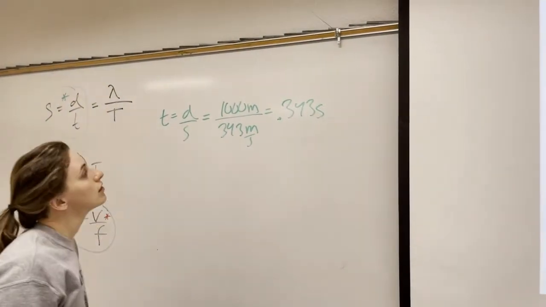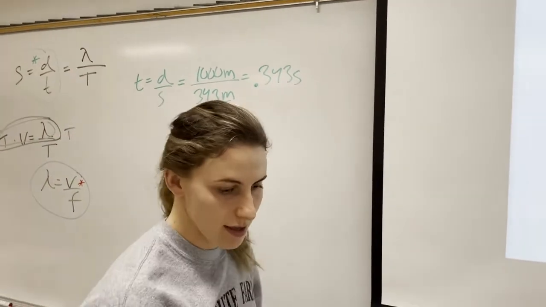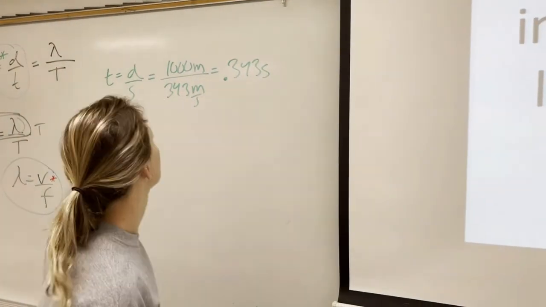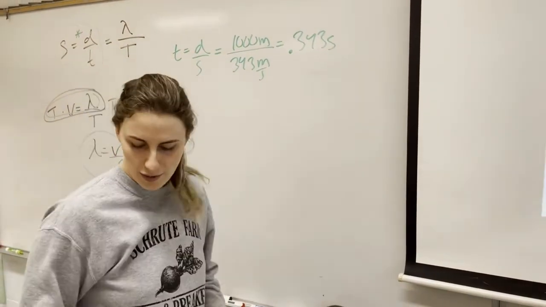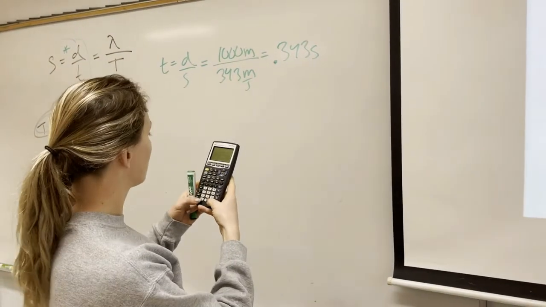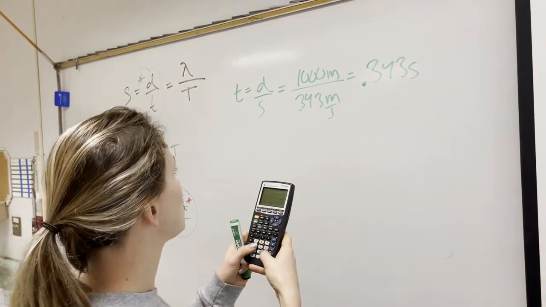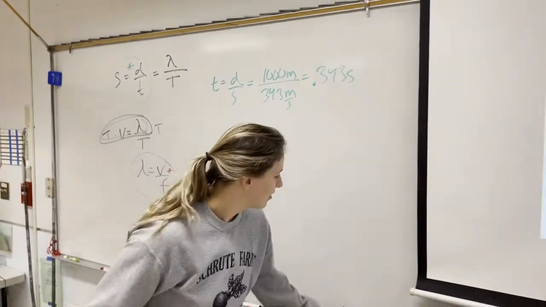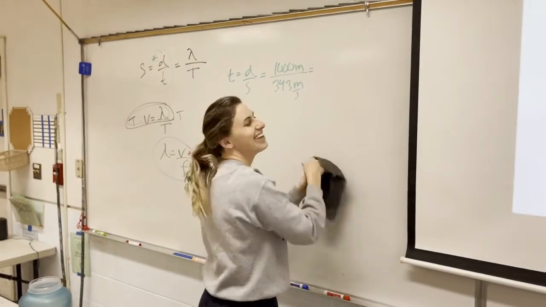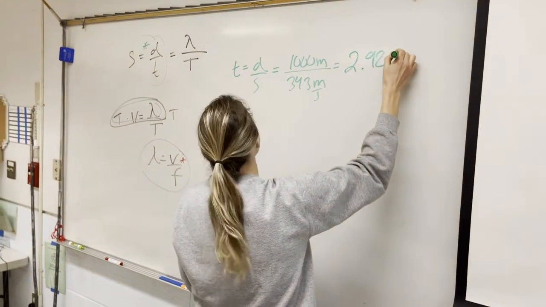That's just going to be 0.343 seconds. Is that right? Wait, hold on. It's distance divided by speed, so it's not going to be that. It should be 1,000 divided by 343, which is 2.992 seconds. Aha. We never make mistakes. It's one of those Mondays.